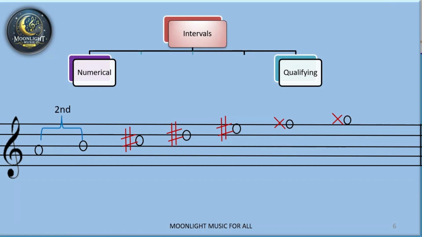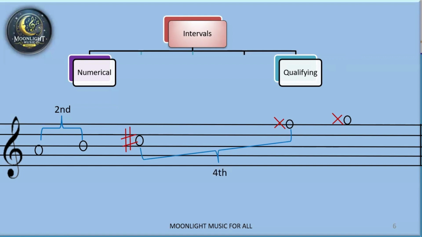Let's try another one. C sharp to F double sharp. What do you think? Remember, when checking the distance, we ignore the accidentals. So let's count C, D, E, F. Yeah, that's a fourth. Now you know how to write the distance numerically.